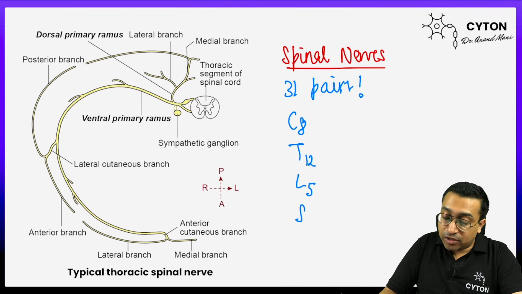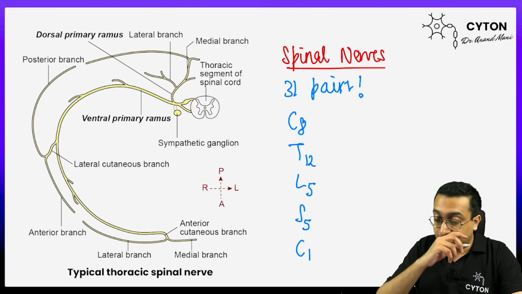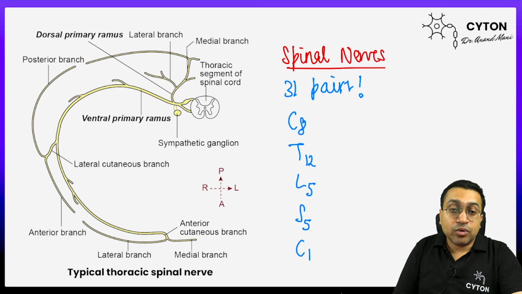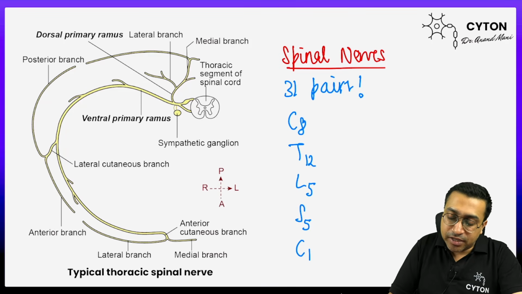Then you have sacral also 5 pairs and you have coccyx 1. Okay, so these are the 31 pairs of the spinal nerves which you have to remember. Okay, so typical spinal nerve which we will study in detail in the thoracic region. You can see the spinal cord section. Okay, this is the dorsal root and ventral root.